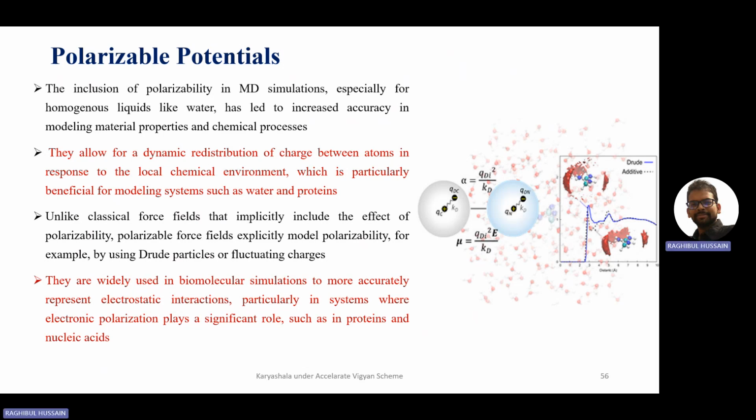Okay. So it includes the inclusion of polarizability in the MD simulation, especially for homogeneous liquids like water, although it says water, but mostly for ions, to increase the accuracy in modeling the material properties and chemical processes. This allows the dynamic redistribution of charge between atoms in response to the local chemical environment, which is particularly beneficial for modeling systems such as water as well as proteins.